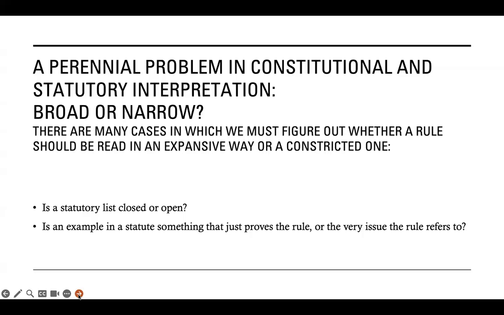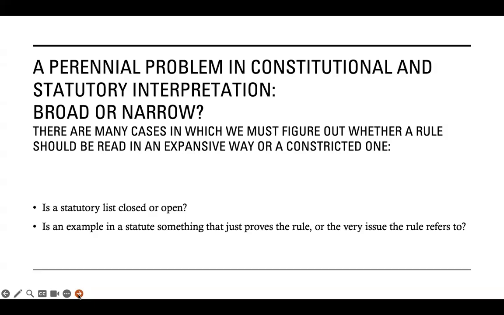Consider the possibilities. One of them is when a law, for example, provides a list. Is the statutory list closed or open? That is, does the law only apply to the list, or does it apply beyond the list, and we should just look at the statutory list as examples? And if we're given only one example in a statute, is that just something that proves the rule, or is the rule limited to the situation that's described in the example?